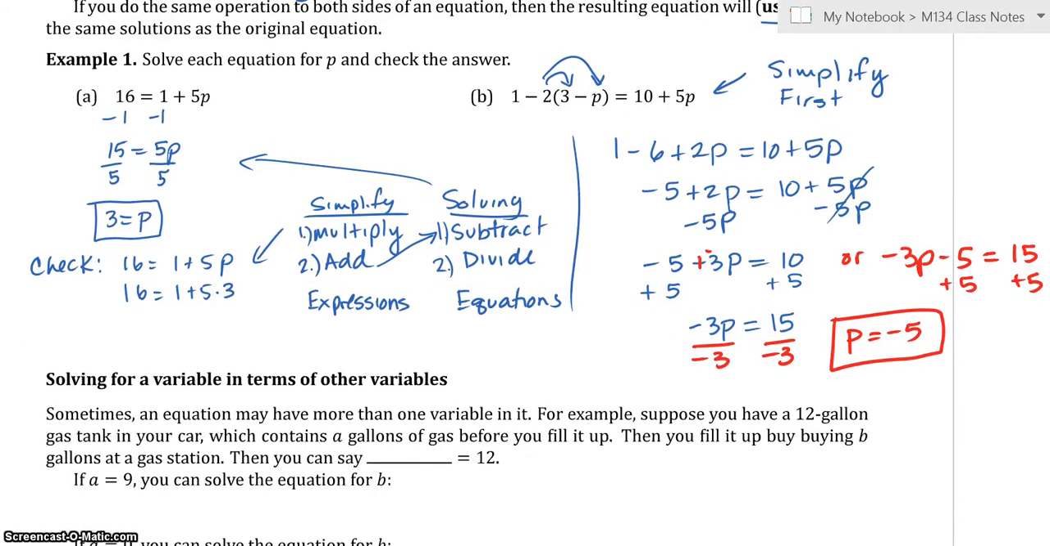Okay, so now we're going to go for solving for a variable in terms of other variables. Sometimes an equation may have more than one variable in it. For example, I have an example of a 12-gallon tank. Suppose you have a 12-gallon gas tank in your car, which contains A gallons of gas before you fill it up. Then you fill it up by buying B gallons of gas. Then you can say that you have A plus B gallons of gas. And since you have a 12-gallon tank, A plus B better equal 12.